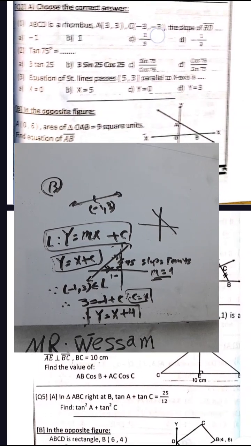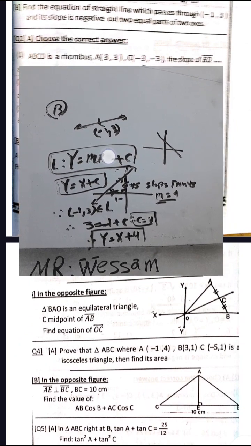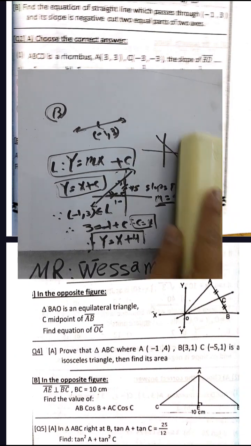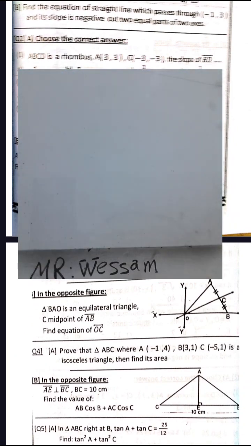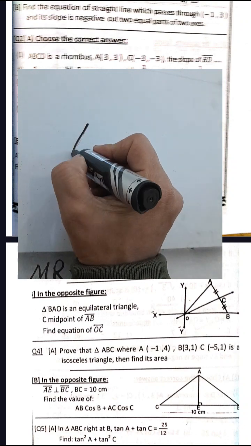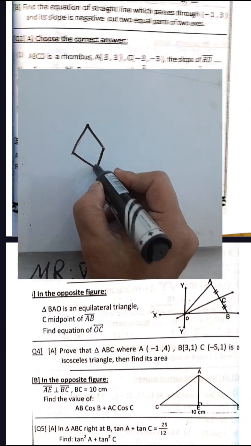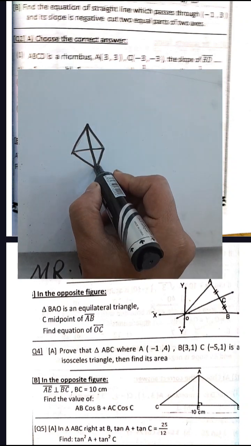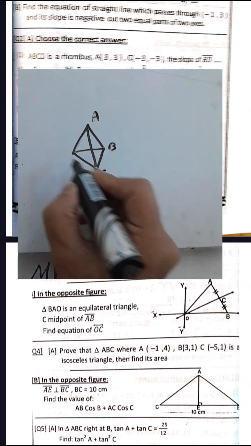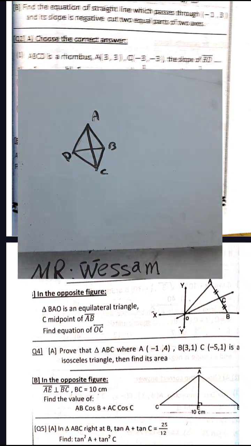Next, choose the correct answer. Number 1. ABCD is a rhombus. He gives us points A and C, then the slope of AD, or BD. We have a rhombus, and we have the properties of a rhombus: the two diagonals are perpendicular. If we have here B, C, D, we know AC.